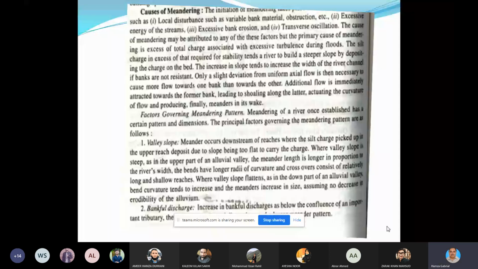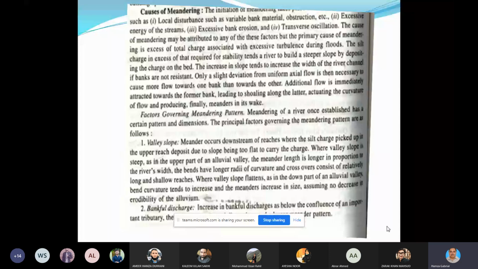Another cause can be the excessive energy of the streams, especially during the bankfull flows in the monsoon period when there is a lot of rainfall and the rivers are flowing at the bankfull levels, having a lot of energy. So this causes the river to meander. Then due to the excessive bank erosion, the river meanders, and also one of the causes of meandering can be the transverse oscillation, which will result in the meandering.